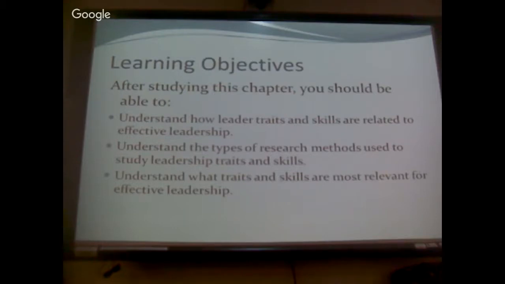Now, with respect to traits, if you had a class with Jerry Tabachik, he talked about traits as being a stable characteristic of individuals. Where do the traits come from? Probably the best way of explaining that is we can refer to something called the epigenetic model.